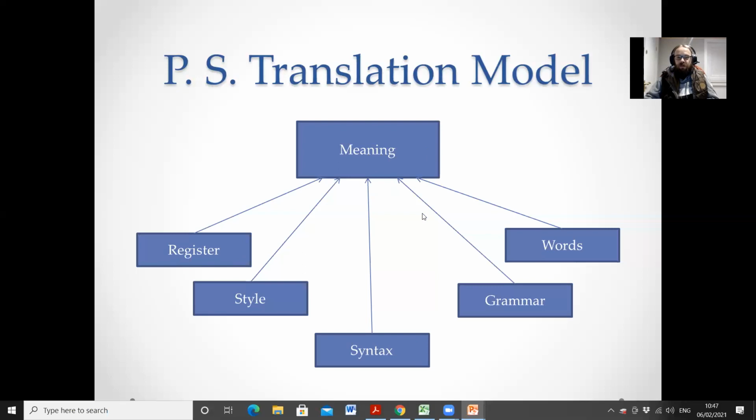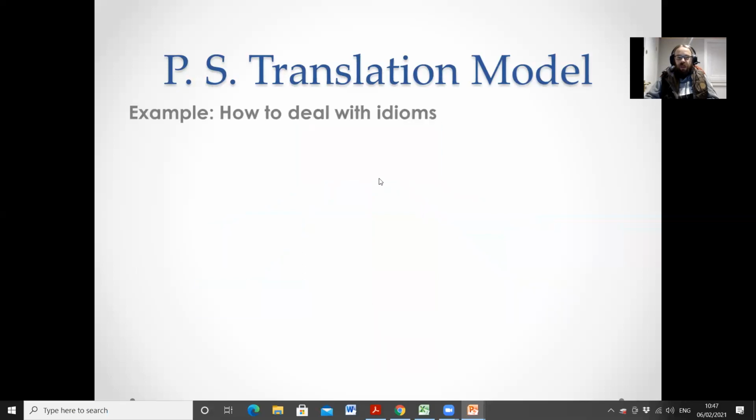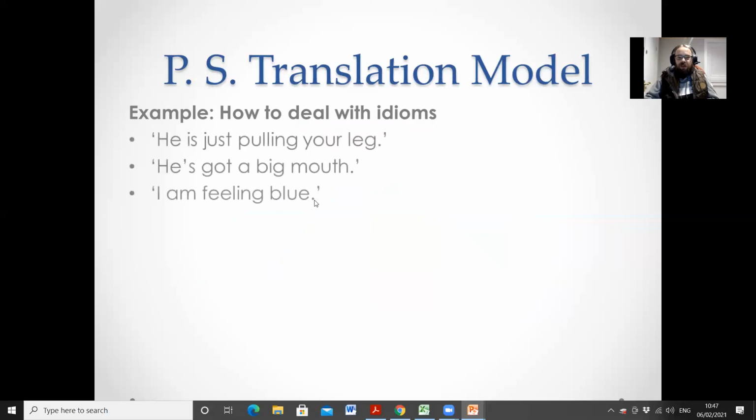We focus on these. And a good example normally used to get this message across is how you translate idioms. So if you're a literary translator, you might want to approach these in a different way, or if you're doing marketing translation, you might have to approach these in a different way.